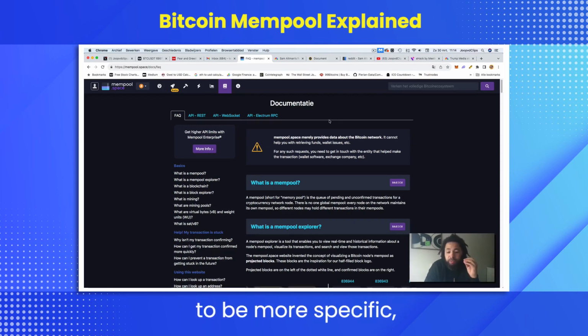So to be more specific, I'm going to read it out. A mempool, short for memory pool, is a queue of pending and unconfirmed transactions for a cryptocurrency network node. There is no one global mempool. Every node on the network maintains its own mempool, so different nodes may hold different transactions in their mempool.